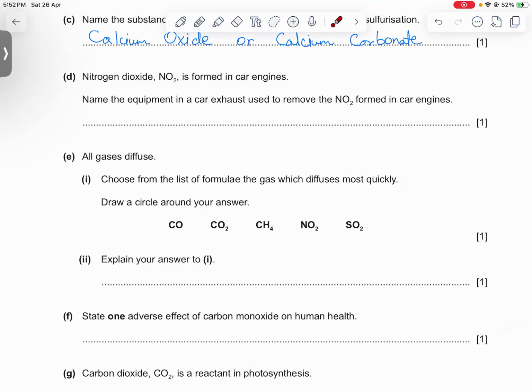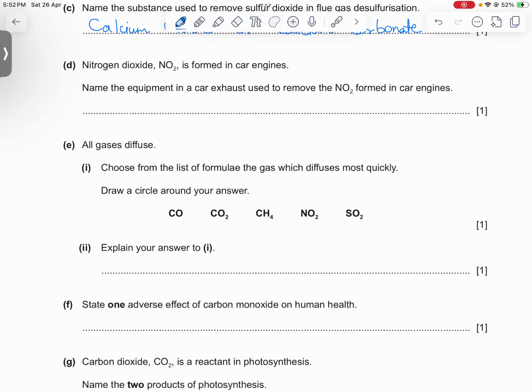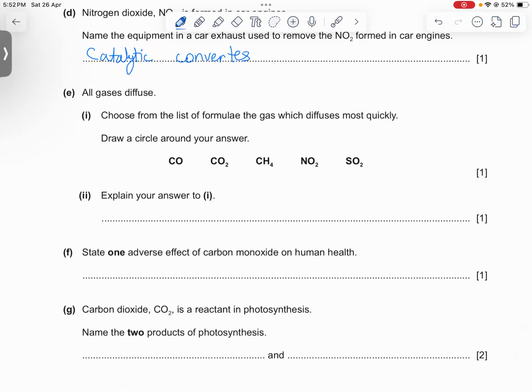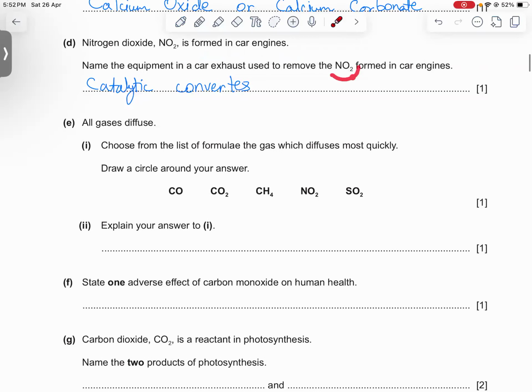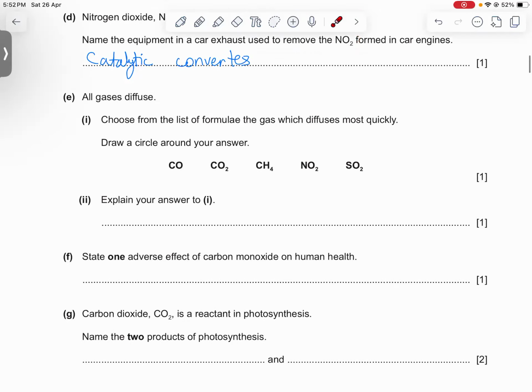Okay. Next question, nitrogen dioxide NO2 is formed in car engines. Name the equipment in a car exhaust used to remove NO2 from the car engine. How do you remove NO2 from the car engines? So, what do you call it? Catalytic converter. Good. Catalytic converter is the material inside a car that helps us remove nitrogen dioxide safely. How does it help us remove nitrogen dioxide safely? It converts nitrogen dioxide into nitrogen and carbon monoxide into carbon dioxide.